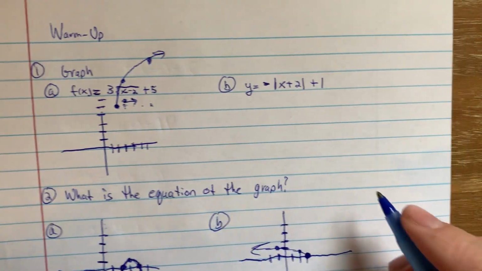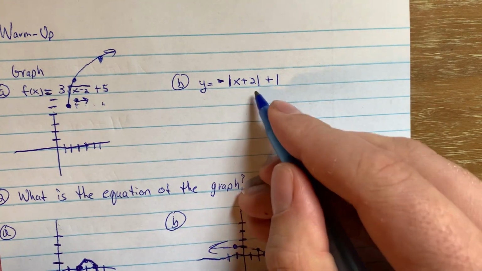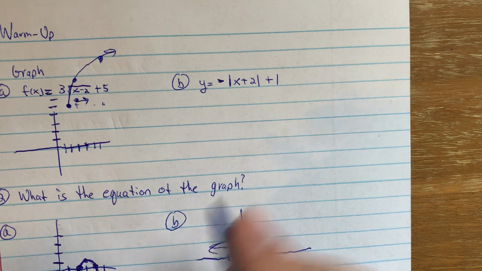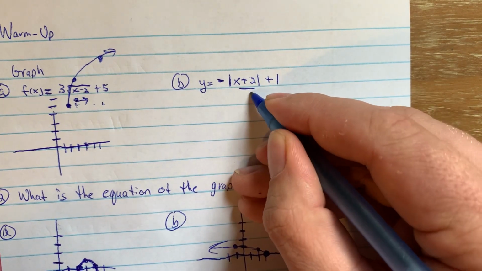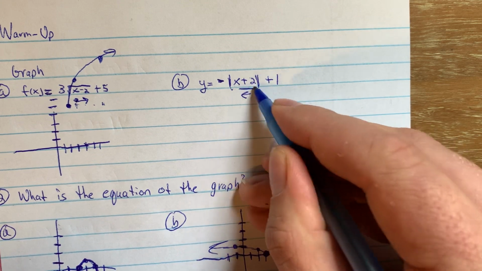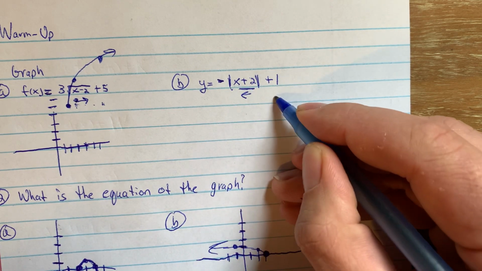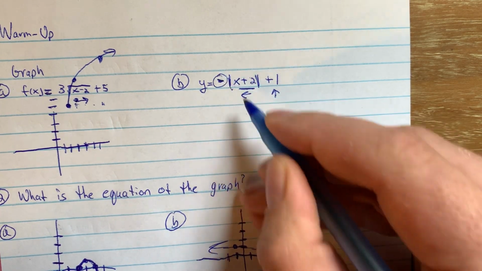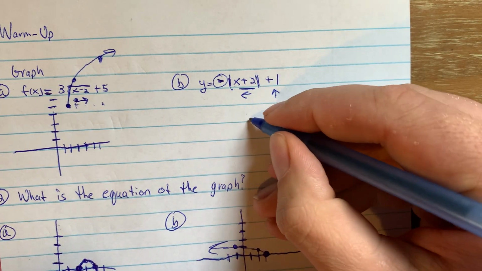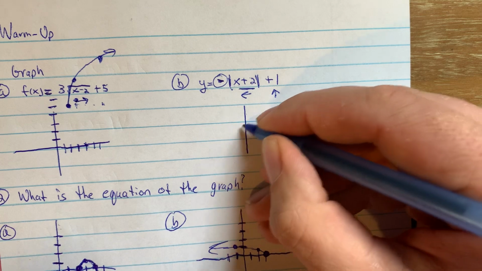How about the second one? What is the graph of y equals negative absolute value of x plus 2, plus 1? And hopefully we feel comfortable that this is a shift left by 2. Remember that if it's inside the function, it's a shift left by 2. This is a shift up by 1. And then this is a reflection across the x-axis, a vertical reflection. So let's see what that graph looks like.